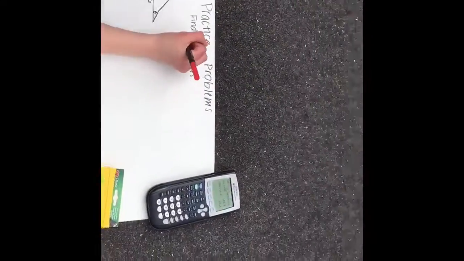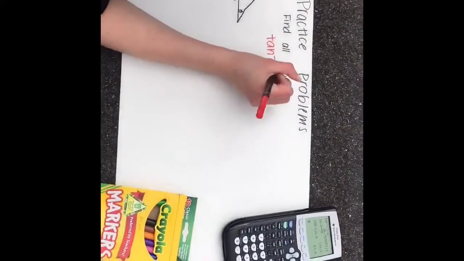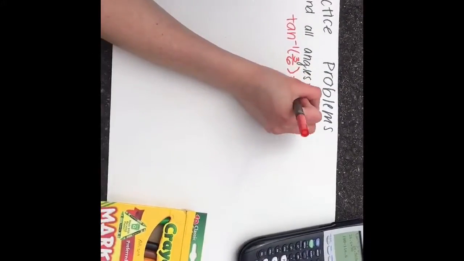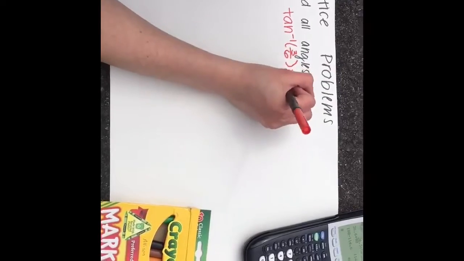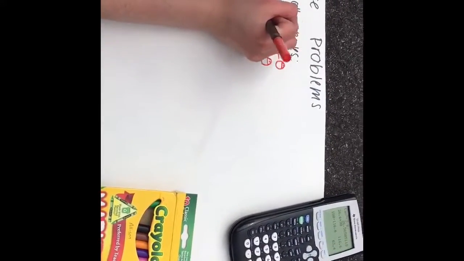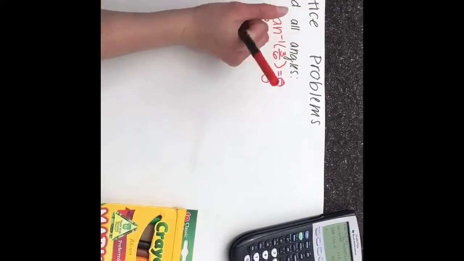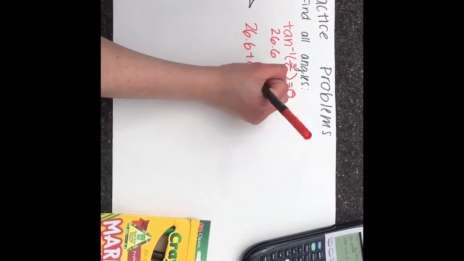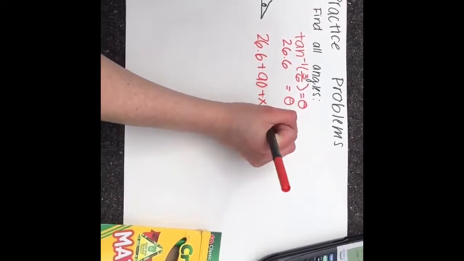On to the last practice problem. This time we're using the inverse of tangent because given is the opposite and adjacent side. You set it up as the inverse of tangent, 3 over 6 equals theta. You plug that into your calculator.